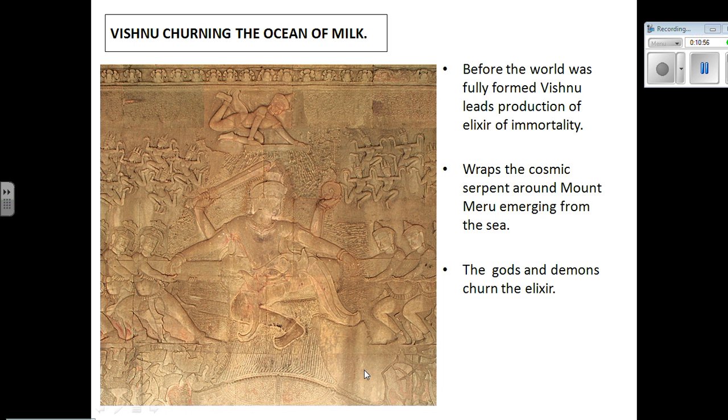Okay, so here's a more contemporary painting. I'm not sure when this is from. It's not an image you need to know, but I think you can better see here the gods, the demons, the serpent, and then of course the mountain upon which Vishnu sits as he sort of choreographs this whole procedure.